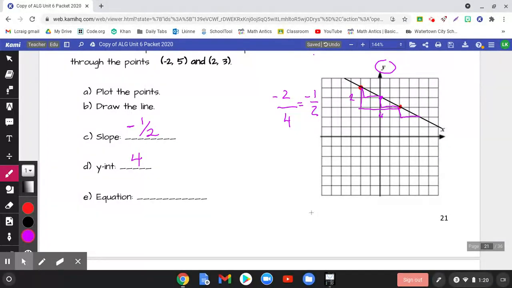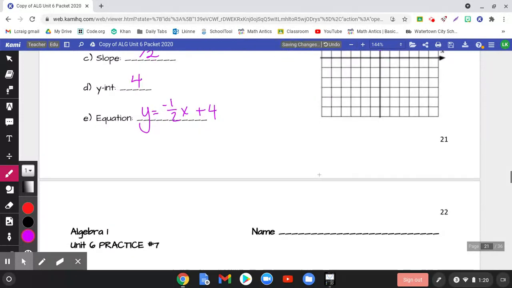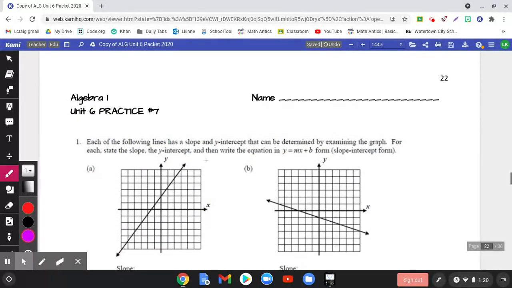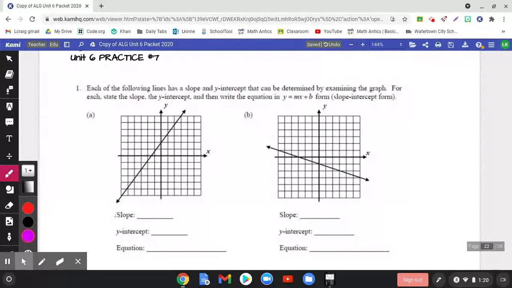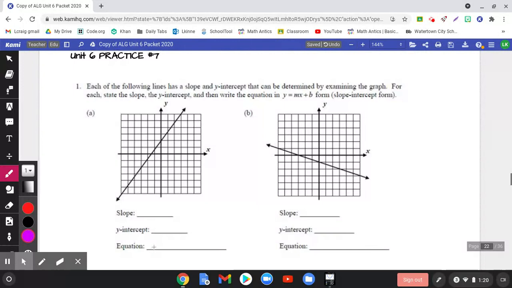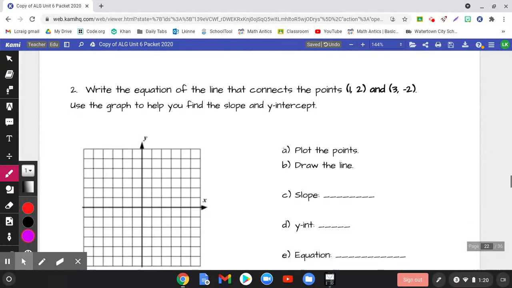All right, put it all together. Your equation, y equals -1/2 x plus 4. All right, so that's today's video, short and sweet. What you're going to do on the next page is what we just did. You have lines there. Tell me the slope, the y-intercept, and write the equation for each one.